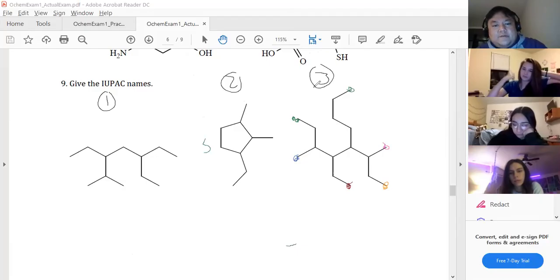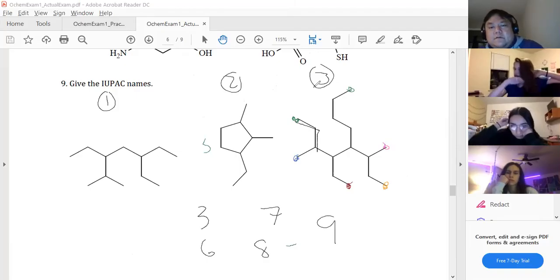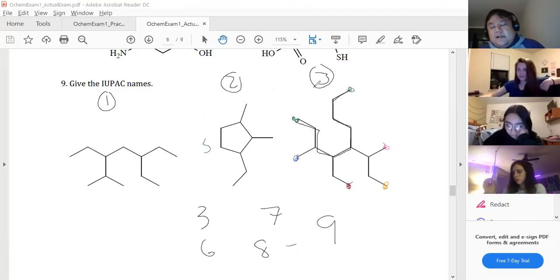Green to blue is 3. Green to that red is 1, 2, 3, 4, 5, 6. Green to orange is 1, 2, 3, 4, 5, 6, 7, 8. Green to pink is 1, 2, 3, 4, 5, 6, 7. And green to green is 9. That's my longest chain. Do you guys see that? Yep.